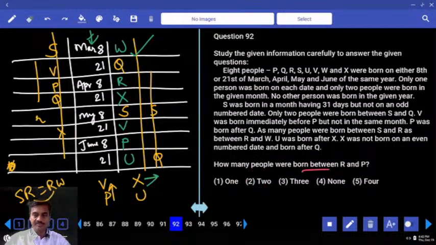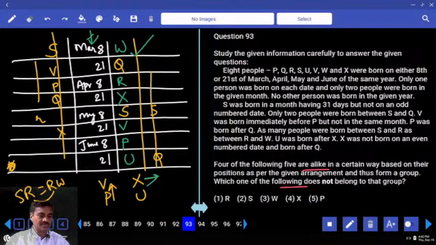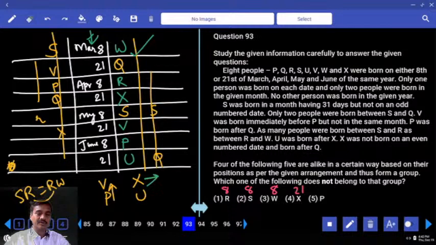92. How many people were born between R and P? Now in between R and P, how many? There are exactly 3. Choice 3, question number 92. 93, odd one out? R was born on April 8th. S was born on 8th. And W was born on 8th. And X was born on 21st. Now P was born on 8th. Except X, the remaining persons were born on 8th of different months. Then X is 21st. Choice 4, 93.